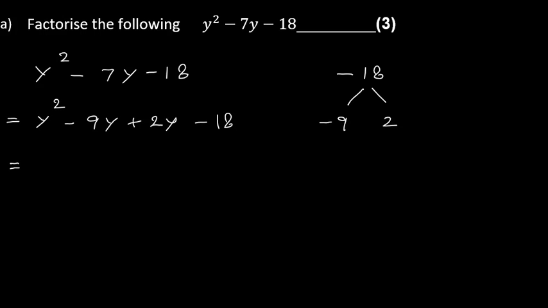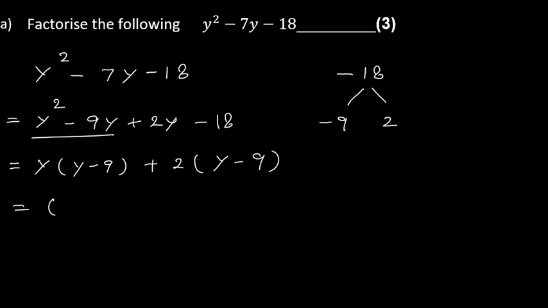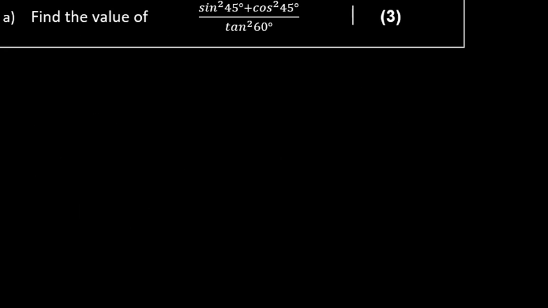From these two terms we will take y common. So here I have y times y minus 9 plus 2 times. From these two terms I will take 2 common. So in one bracket I have y minus 9 and in the other bracket I have y plus 2. So this is my final answer. Simple. Okay, let us move to the next question.